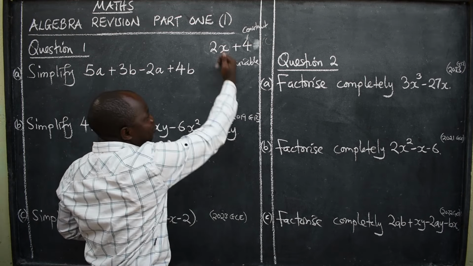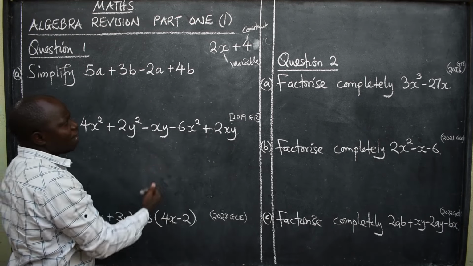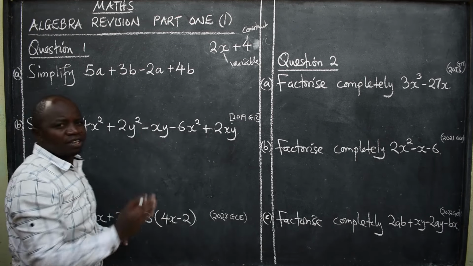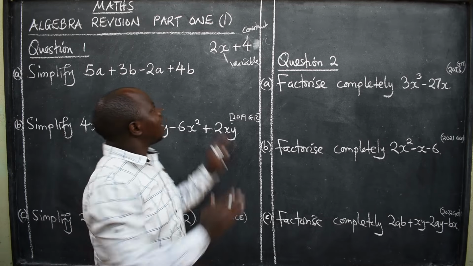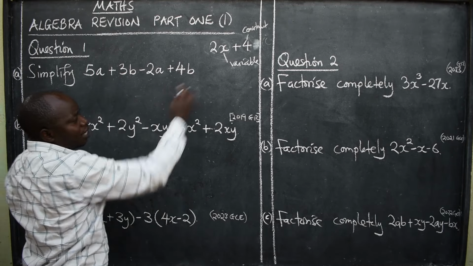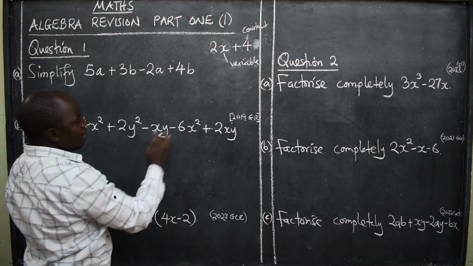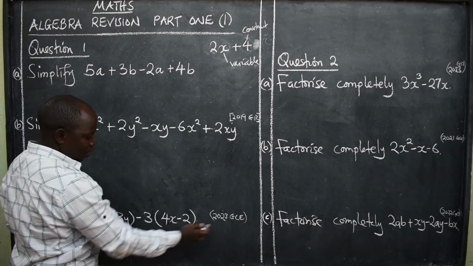Therefore, as you are solving all these, as you are simplifying, there should not be equal signs there, because they are not equations. This is not an equation. There is no equal sign here.